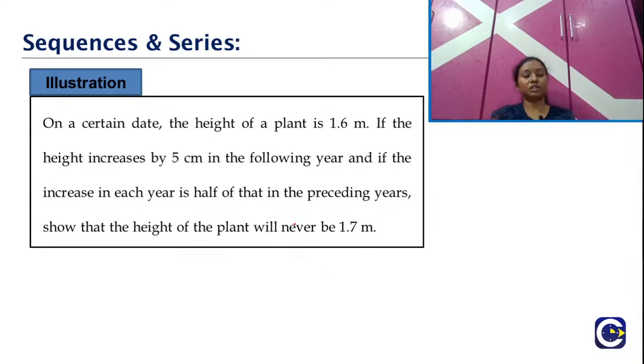So read the question, guys. Try to figure out the progression here, the sequence.